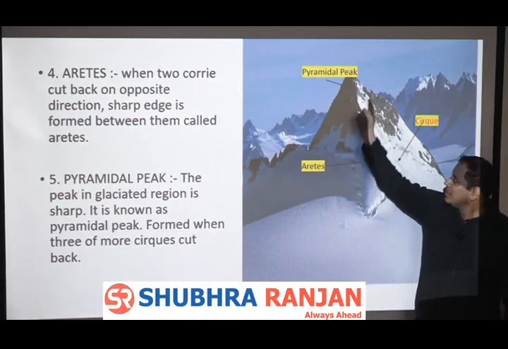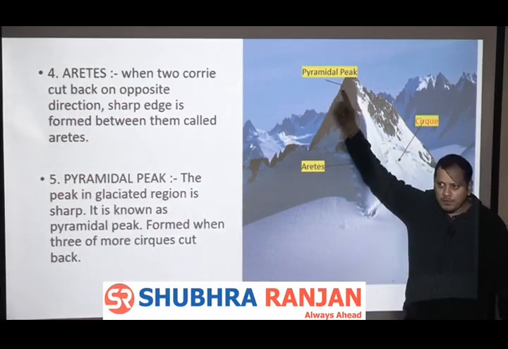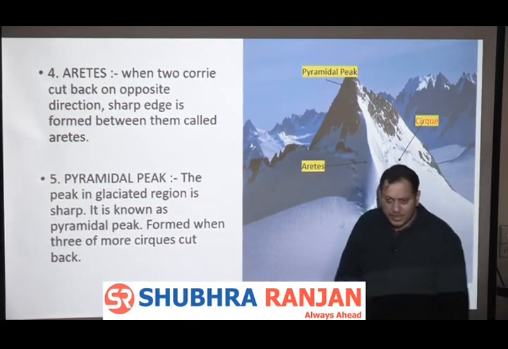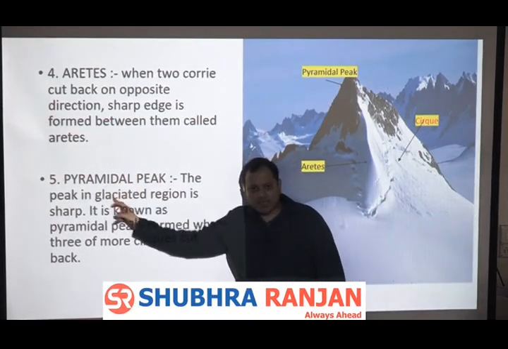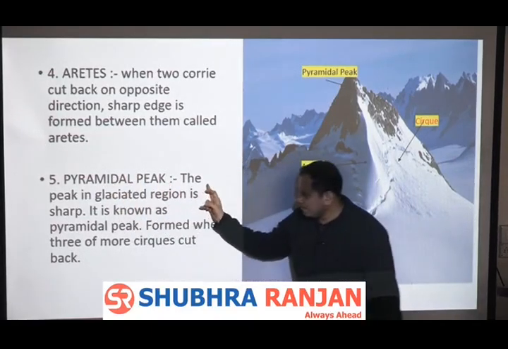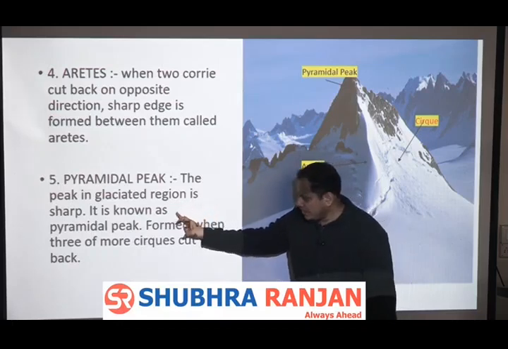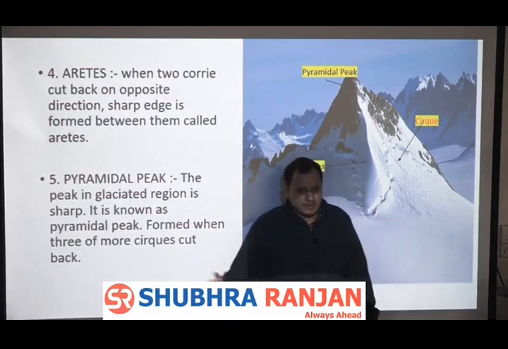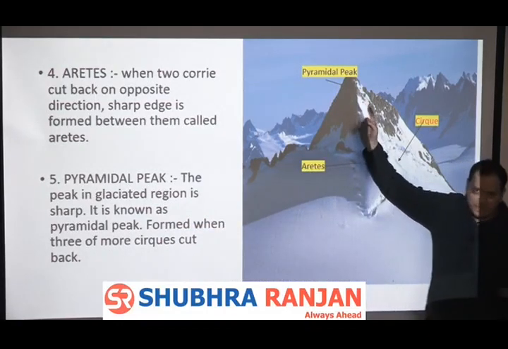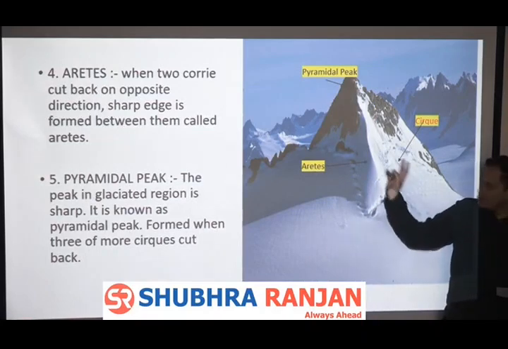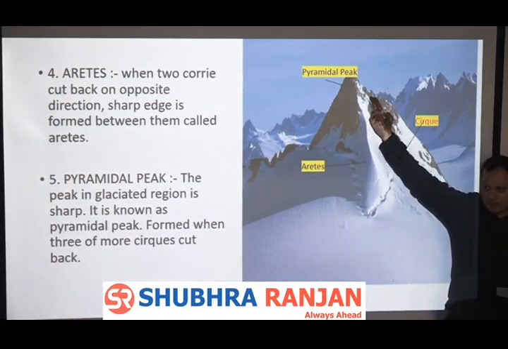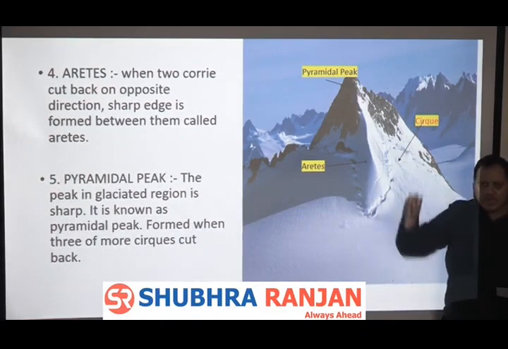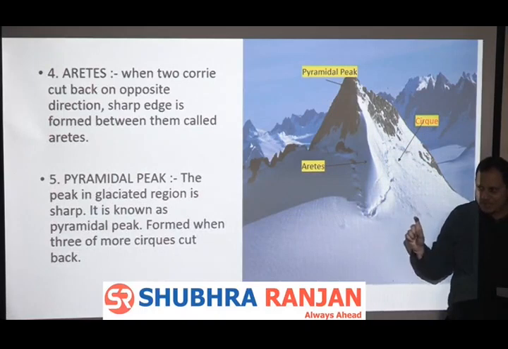So because of this, will the rounded peak of a fold mountain become sharp, if you are cutting it from below? Therefore, in the glaciated regions, we'll call these peaks pyramidal peaks. The peaks in the glaciated region are sharp. It is known as a pyramidal peak, formed when three or more cirques or koris cut back. When will it become sharp? When the mountain is cut from all four sides. Two sides are happening here. There has to be one more kori behind. Understanding this? When they cut in opposite direction. Understood what is arête?